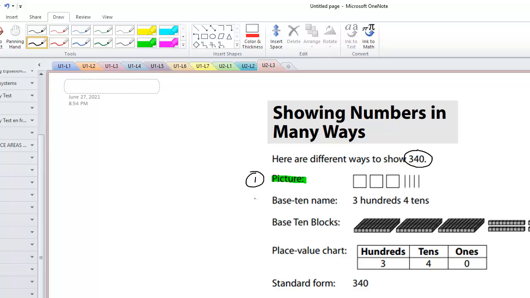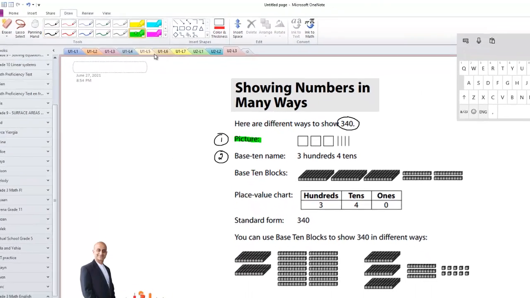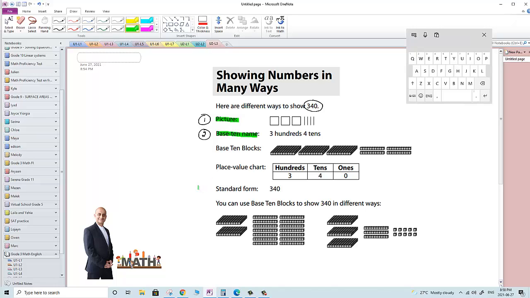The second method, we call it base 10 name. Base 10 means everything related to tens. So I have 300s, I don't write 300, I write 300s. 4 tens, I don't write 40, I write 4 tens. So it's very close to the picture method, but we write with words: 300s, 4 tens. Perfect. The third method, they call it base 10 blocks.